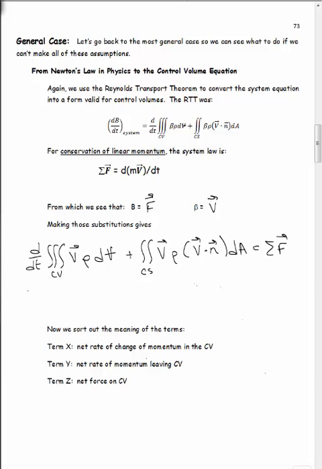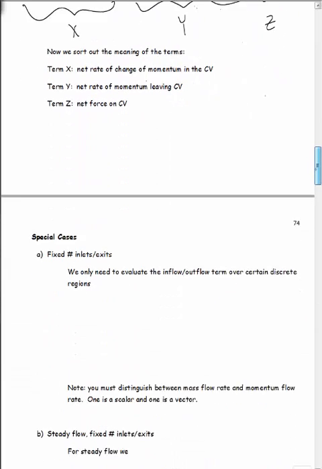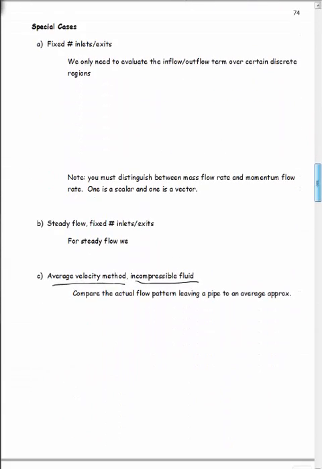Okay, so this term is the net rate of change of momentum inside. So that's our unsteady term. So just like we could have mass building up inside or getting smaller inside, we can also have momentum doing the same thing. And this is the momentum crossing the boundaries. And this is the forces required to keep that control volume in one place or to keep it from accelerating.